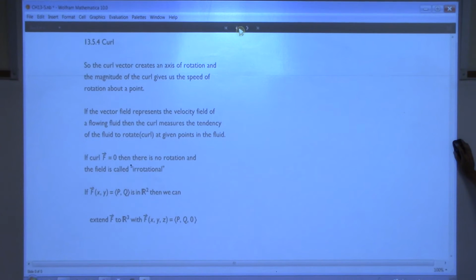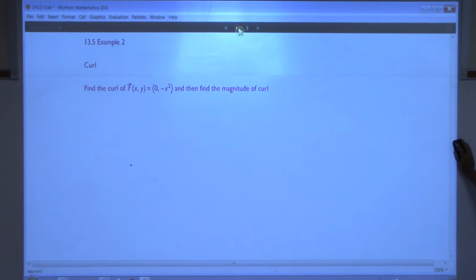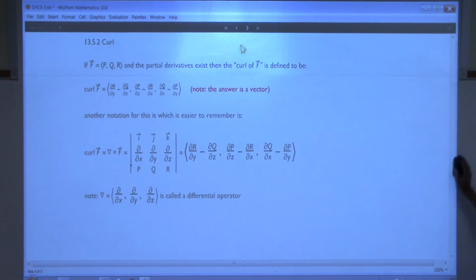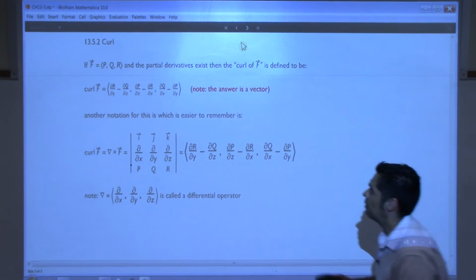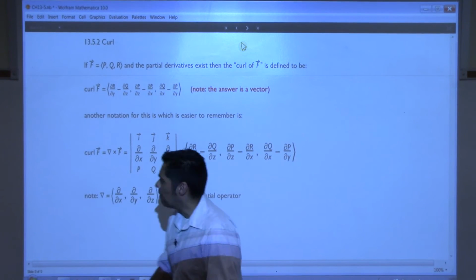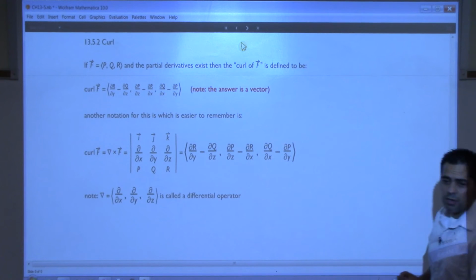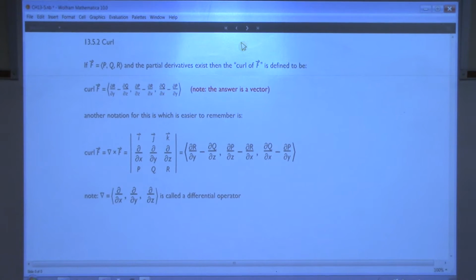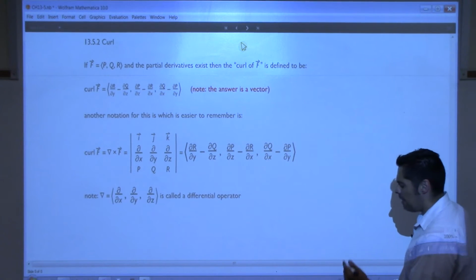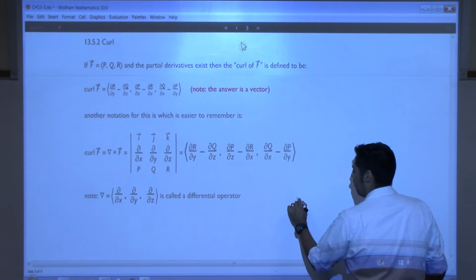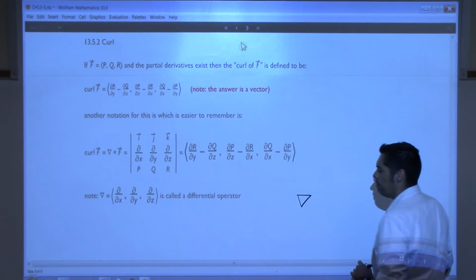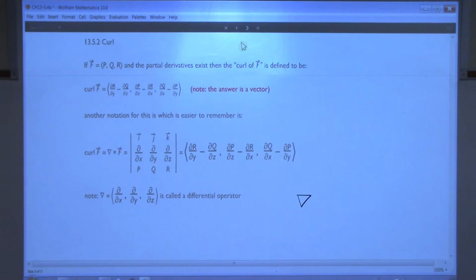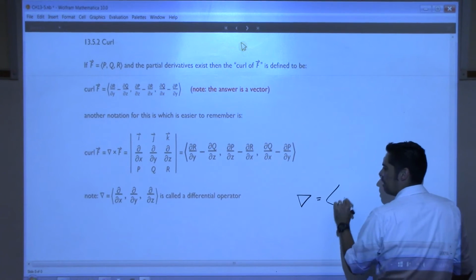All right, I think that's all I have. So let's actually get to the computation of curl. The computation for curl comes from a cross product, which we use to define what curl is. But before I can define cross product, we're going to define this symbol right here called del to be equal to this.